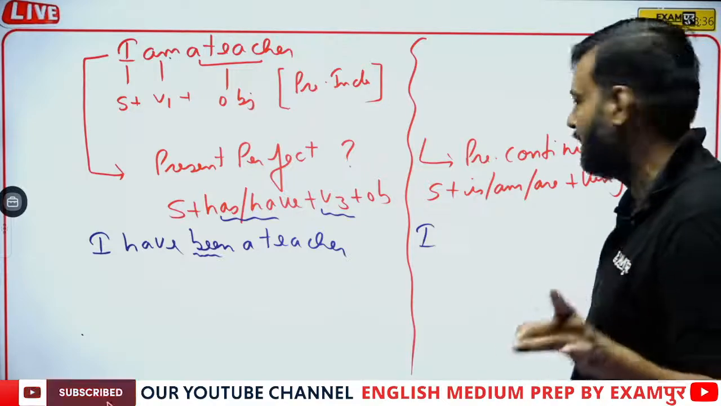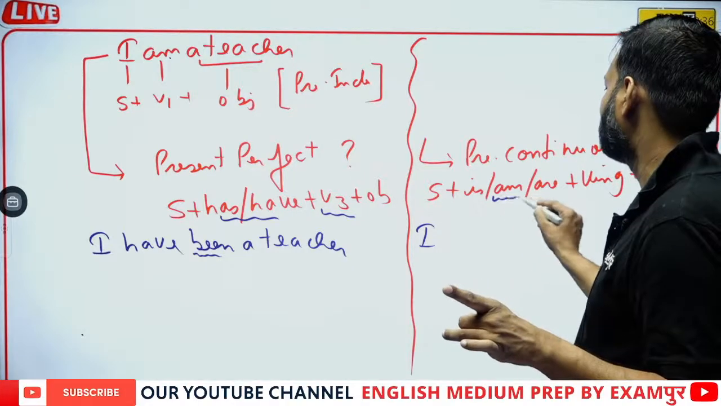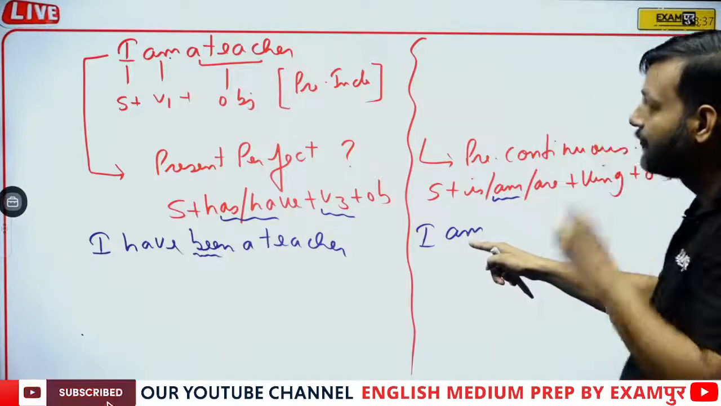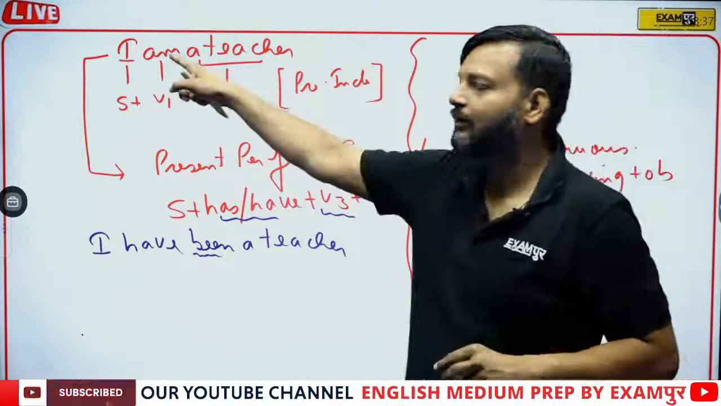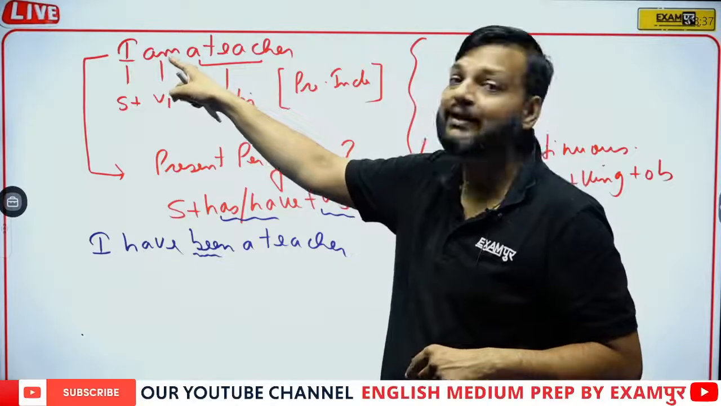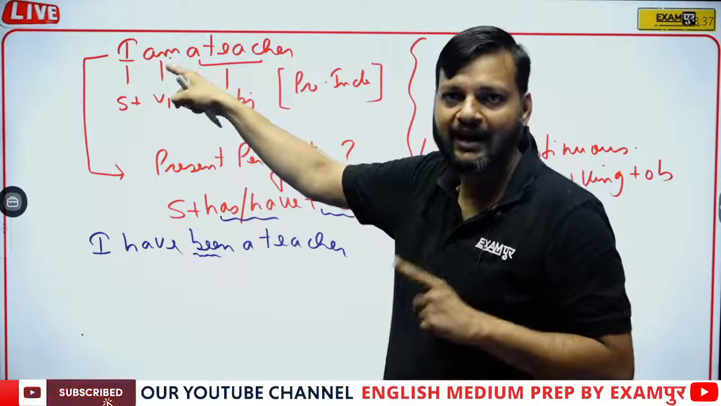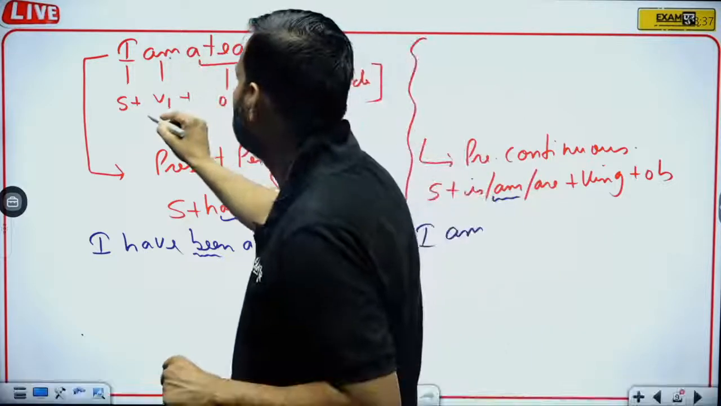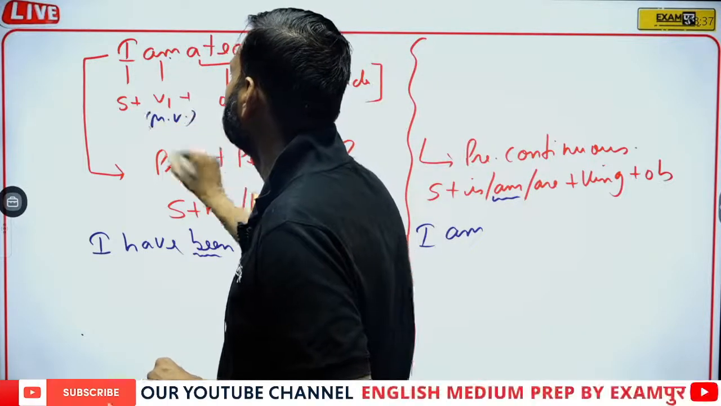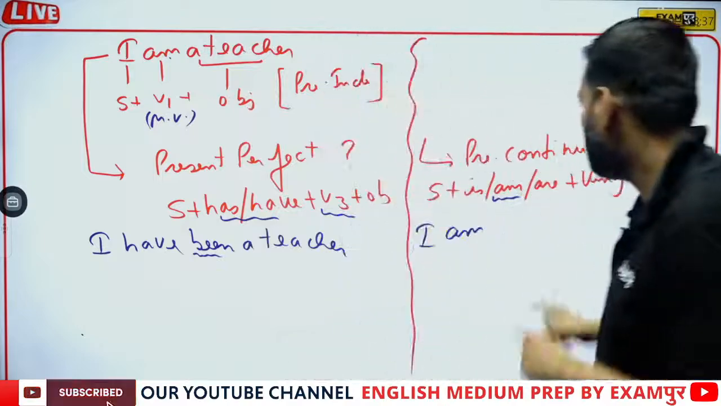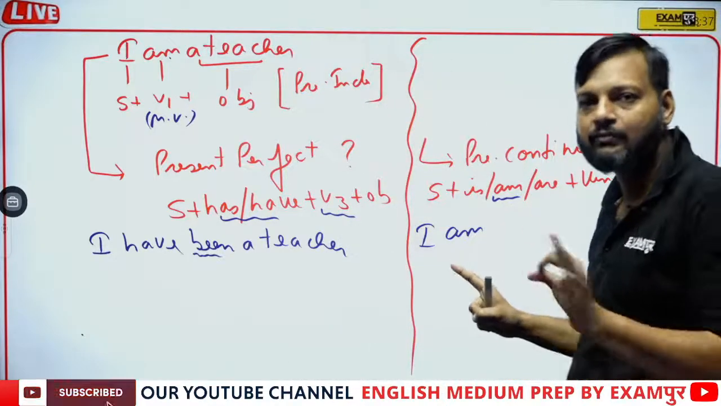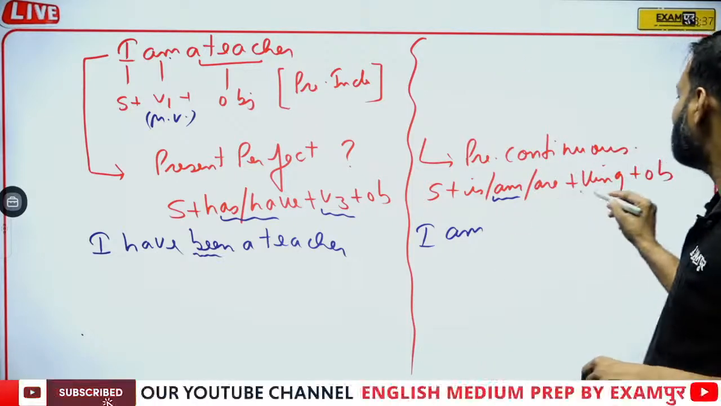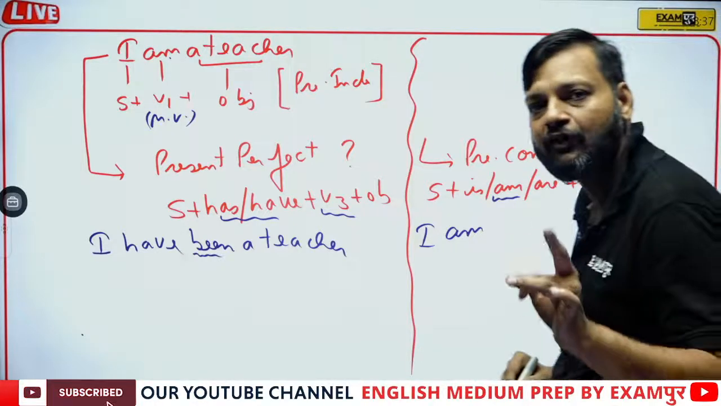Okay, subject is I. Now we have to write the helping verb. After I we have to write am. Now this am is not this one, because here this am is main verb. In this sentence am is main verb. Remember, am is main verb. Okay, but in present continuous am is not main verb, it is helping verb. Now after am we have to write ing form of verb, ing form of main verb.